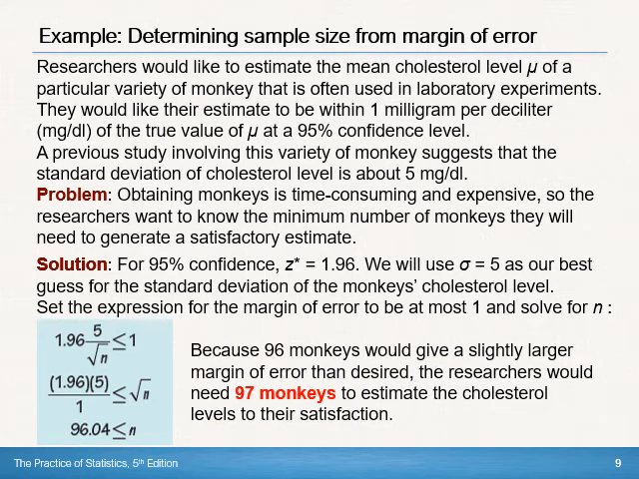We get an n value that is greater than or equal to 96.04. So we always go up. We never go down. If we went down to 96, then our margin of error would possibly be a little bit more than 1 milligram per deciliter. So we always go up. We don't round. We just go up to 97 monkeys.